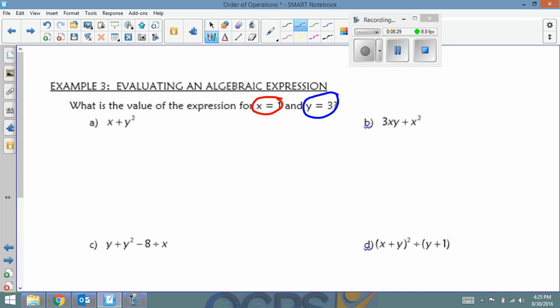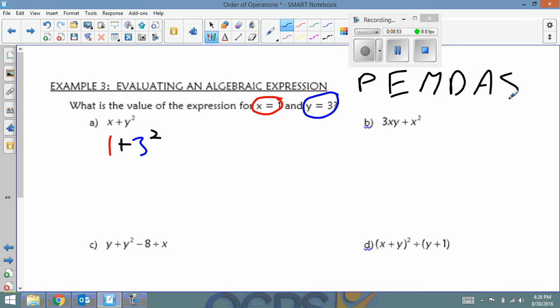So the first letter, A, they tell you x, so we said x is 1, plus, they tell you y, which is 3 squared. Well, now that you've done that, now we just use order of operations to simplify, okay? So again, order of operations is parentheses, exponents, multiplication, division, addition, subtraction, PEMDAS. We don't have any parentheses, but we do have exponents. We have to do this exponent here first. So 3 squared is 9, and then 1 plus 9 gives us our answer of 10.